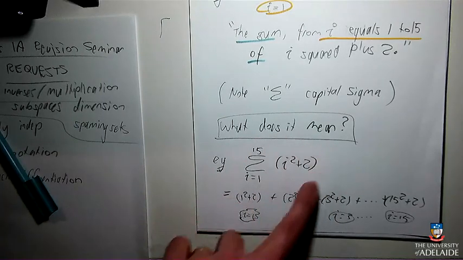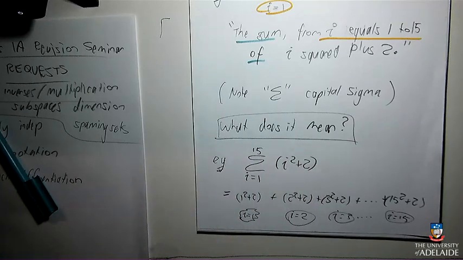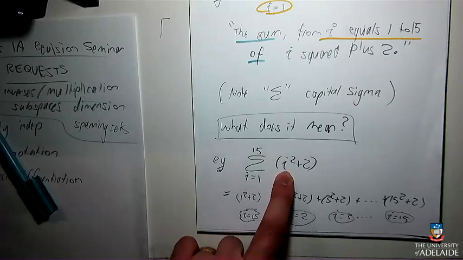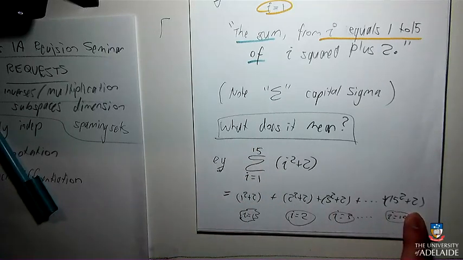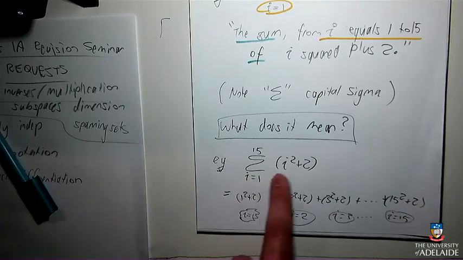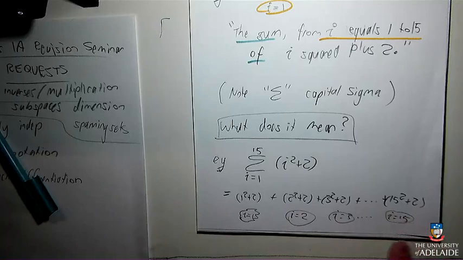The whole thing, once you've figured it out, is a single number. And that's useful. It's not a function, not at the moment. It's a number. And these i's aren't really there because they are replaced with the numbers from 1 to 15. So me changing this letter to any other letter will not change what the answer is because they get replaced by other things later on.